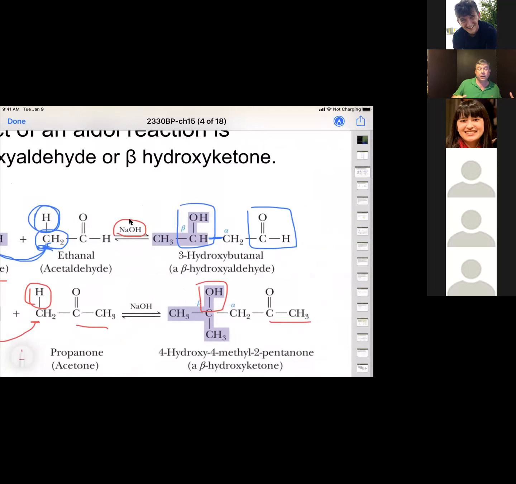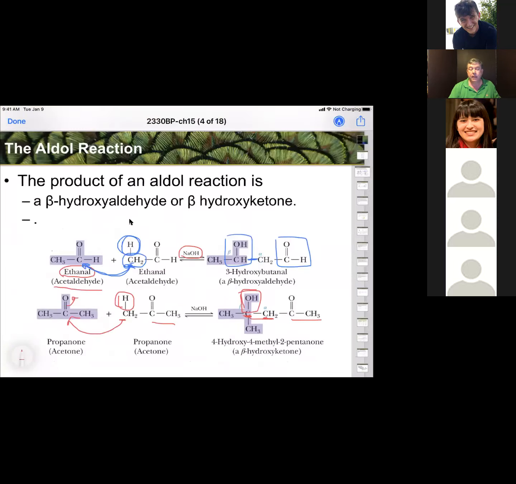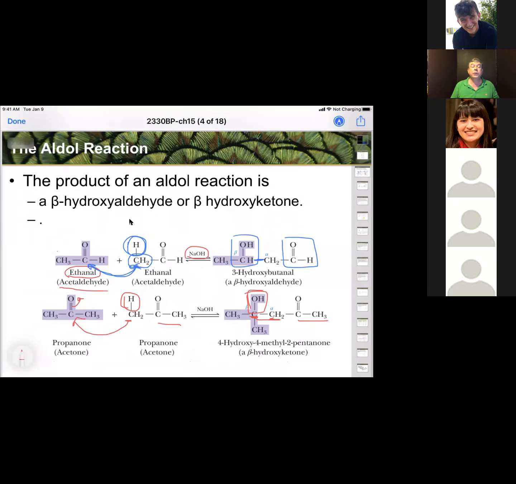So when we use a ketone, we end up with what we call a beta hydroxy ketone, because the hydroxy is on the beta carbon now. This is still the alpha carbon, and this is now a beta carbon. So we have a beta hydroxy ketone. If we use an aldehyde, we get a beta hydroxy aldehyde. This is called the aldol reaction. You can think of the aldol reaction as an enolate reacting with an aldehyde or a ketone to generate an alcohol. So that's the aldol reaction.